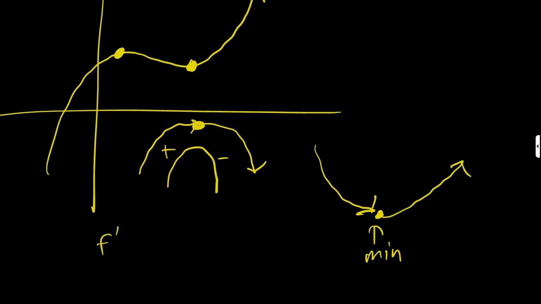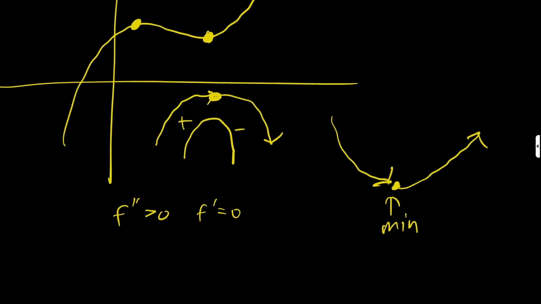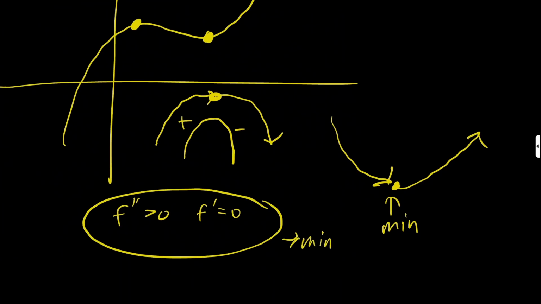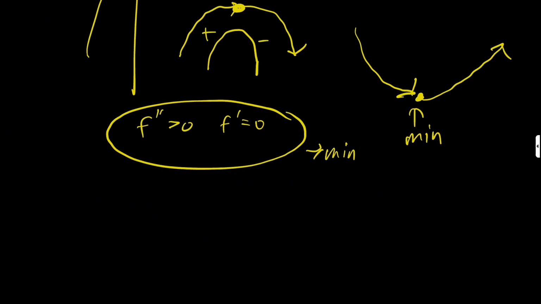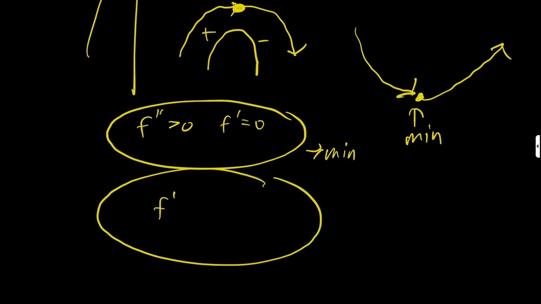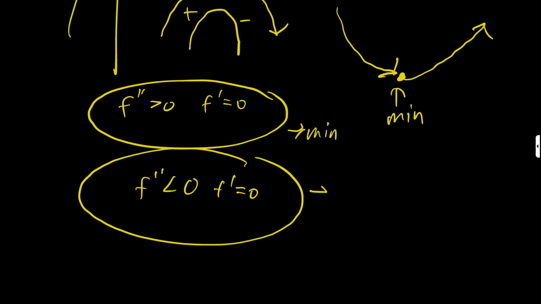When you have f double prime greater than 0, and f prime equal to 0 at that point as well, this combination gives us a minimum. We have concave up, so it's a minimum. So think backwards for the second derivative test. But for f double prime less than 0 and f prime equal to 0 at that same x value, you're going to get a maximum, even though it's concave down. Now, this is the second derivative test.